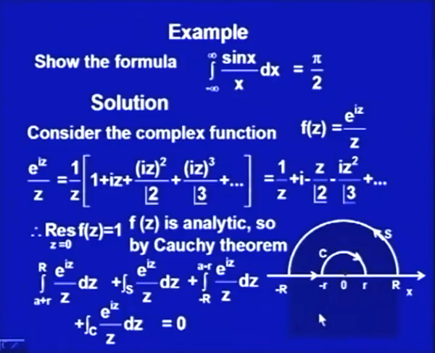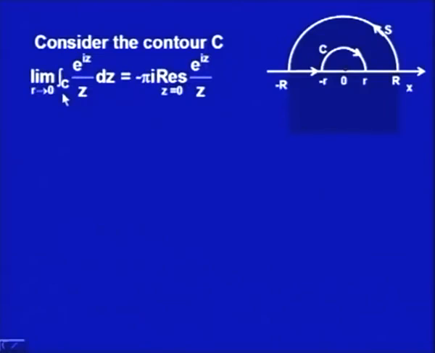In that case, we have done one result, if you remember, which says that if there is a singularity at A and we have a semicircle, then the integral along that semicircle was approaching a limit as r approaches 0. Let us see how we do it. If we consider this contour C, then the limit as r approaches 0 of the integral along this semicircle C of e to the power i z upon z would be minus pi i times the residue at z equal to 0 of e to the power i z upon z.